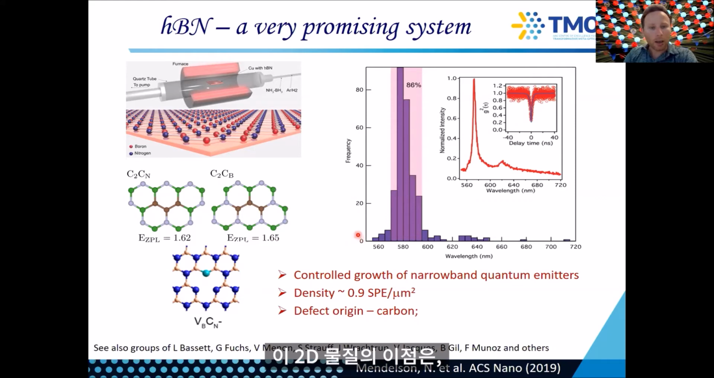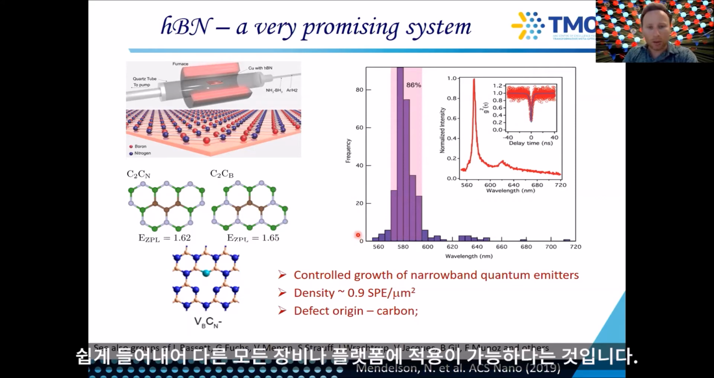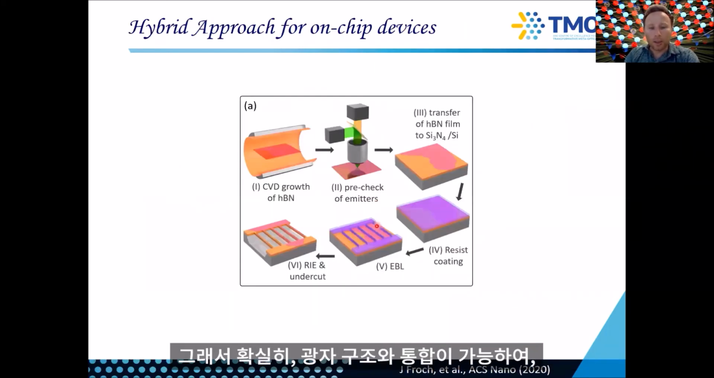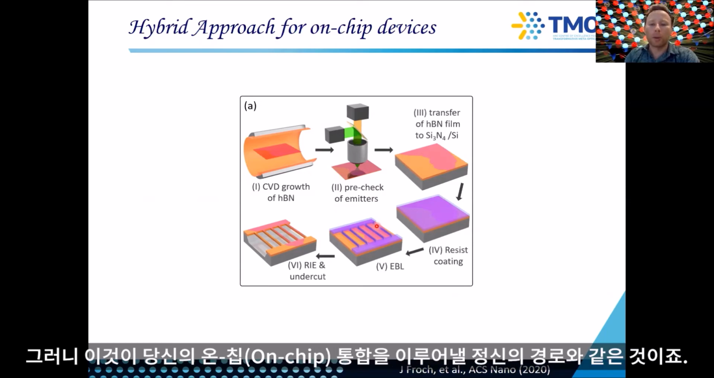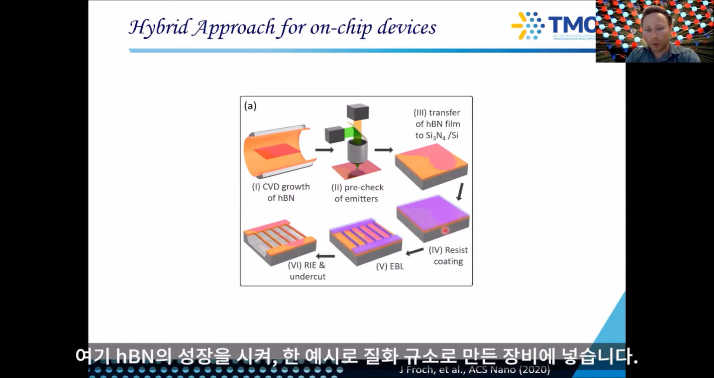Now, as I mentioned, the advantage of these 2D materials is that you can easily lift it out and put it on any other device or any other platform. And so indeed, you can easily integrate it with photonic structures to enhance light collection and to realize Purcell enhancement. So this is your fundamental pathway towards achieving on-chip integration. And so here you can grow this HBN and then put it on silicon nitride, for example, and pattern your devices from silicon nitride.